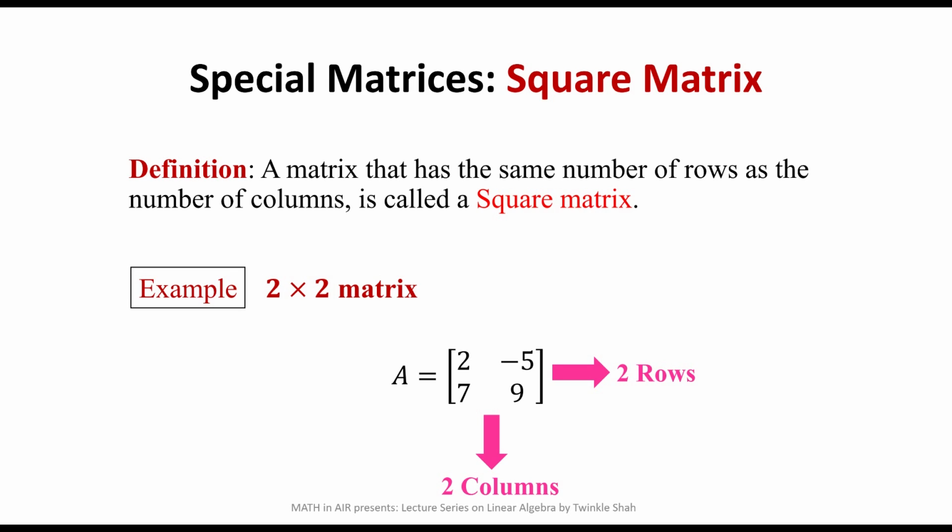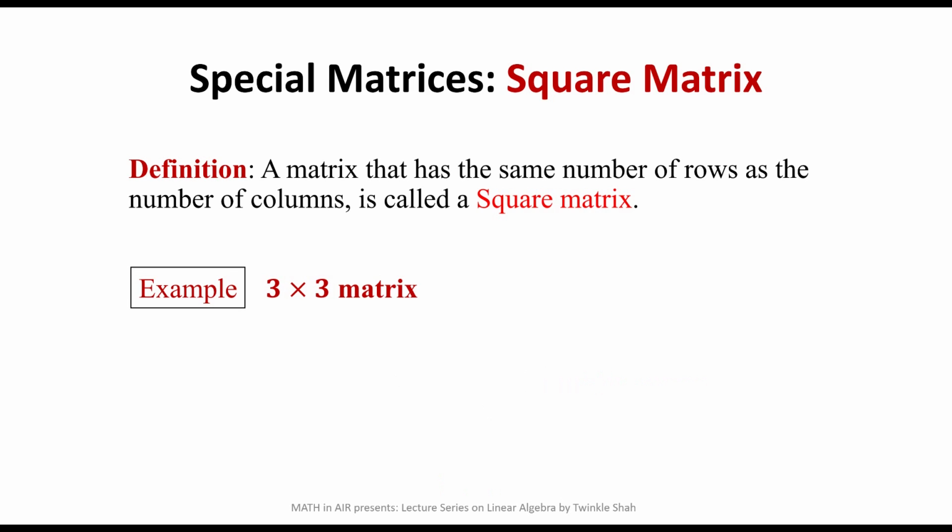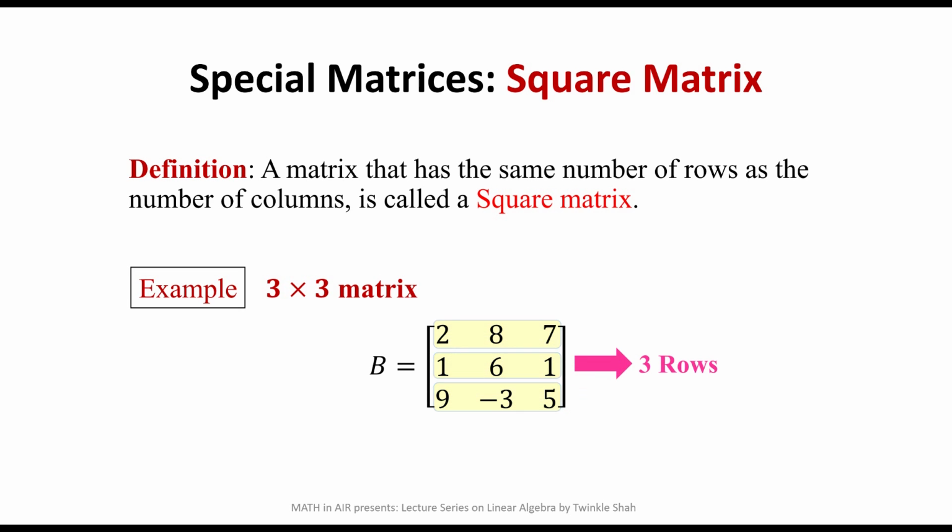Another example of a square matrix is a 3 by 3 matrix. In a 3 by 3 matrix, there are 3 rows and 3 columns. For example, matrix B has 3 rows and 3 columns. Therefore, matrix B is a 3 by 3 square matrix.